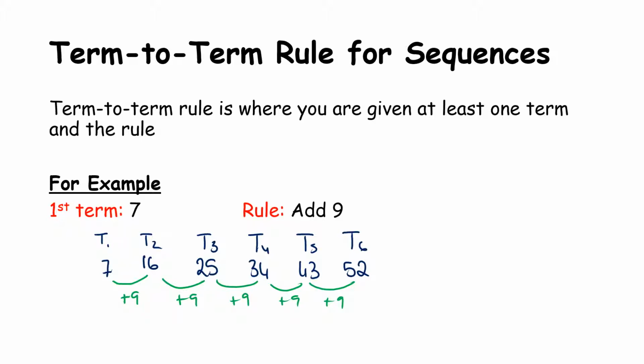So it's important to remember that it's not enough just to know the rule, the add 9, you also need to be given at least one term. You don't have to be given the first term, you can work backwards, and we'll see how we can work with that in the next slide.